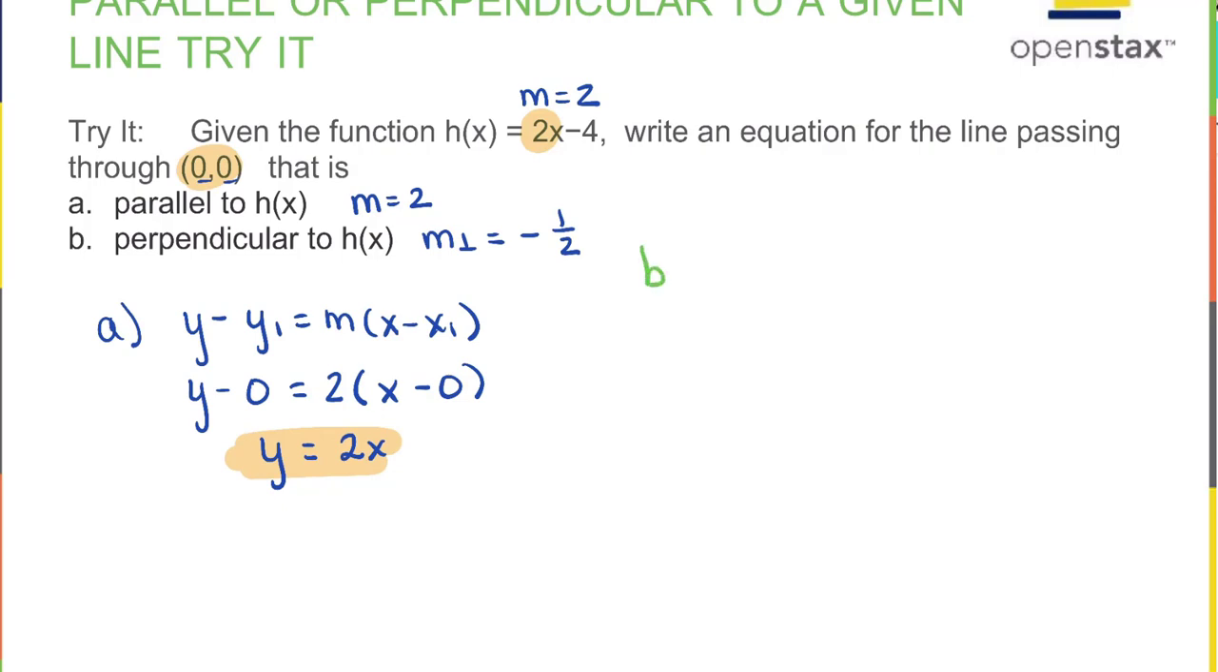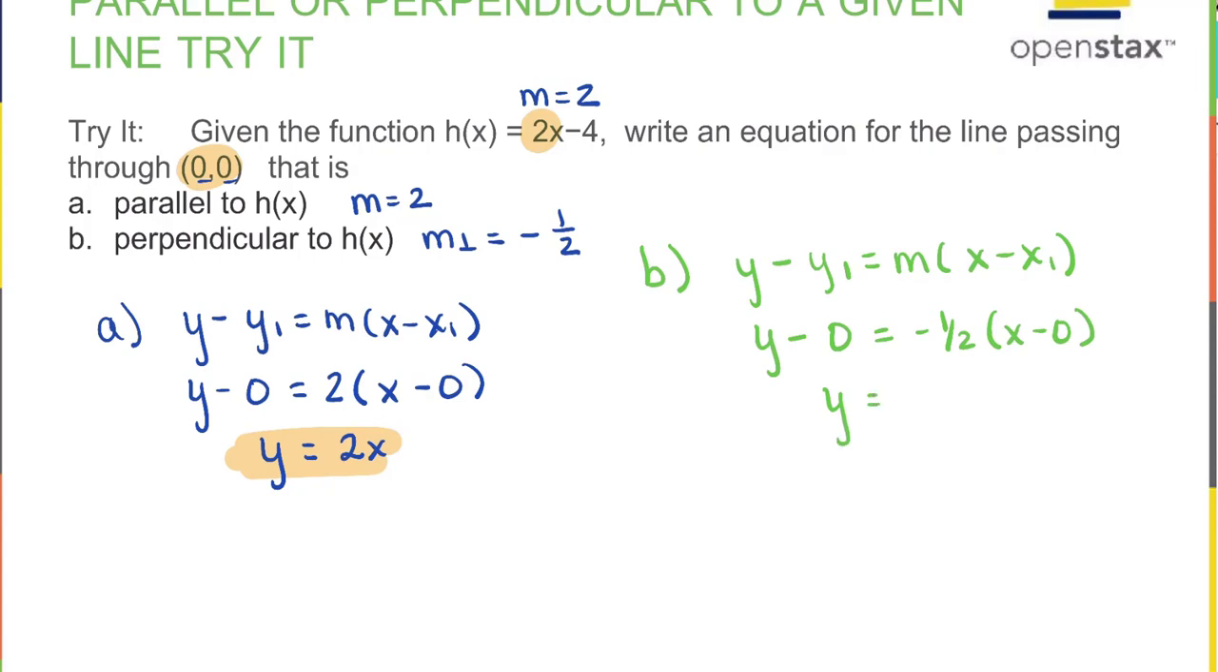Then for b, the point slope form, y minus y1 equals m times x minus x1 again. So y minus y1, which is 0, equals m, which is negative 1/2, times x minus 0. Again, the zeros go away, and you're just left with y equals negative 1/2 x, and we're done.